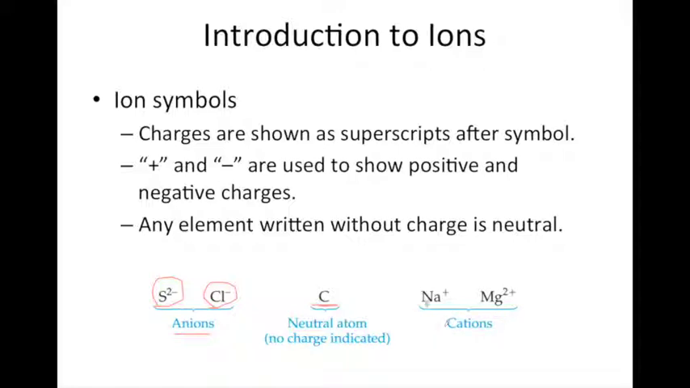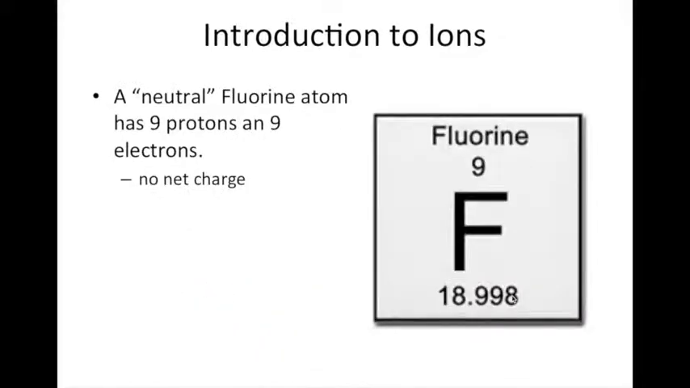Here we have a couple of cations. This sodium cation has a +1 charge, so this sodium atom has lost 1 electron. Here we have a magnesium cation, and it has a +2 charge. So this magnesium atom has lost 2 electrons, hence a +2 charge. So let's look at just a couple more examples.